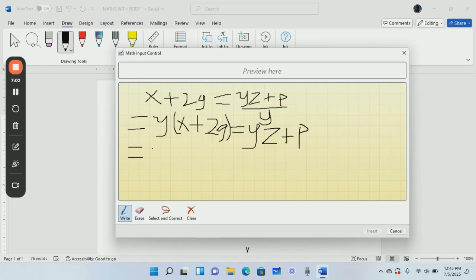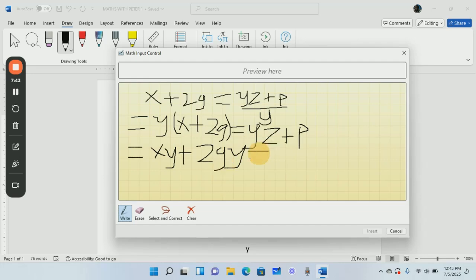So we have to multiply y by x. So we have xy. So writing this equation, we write the least alphabet first, so x comes before y. So we write down xy, then bring a plus sign. So y times 2g gives us 2gy.